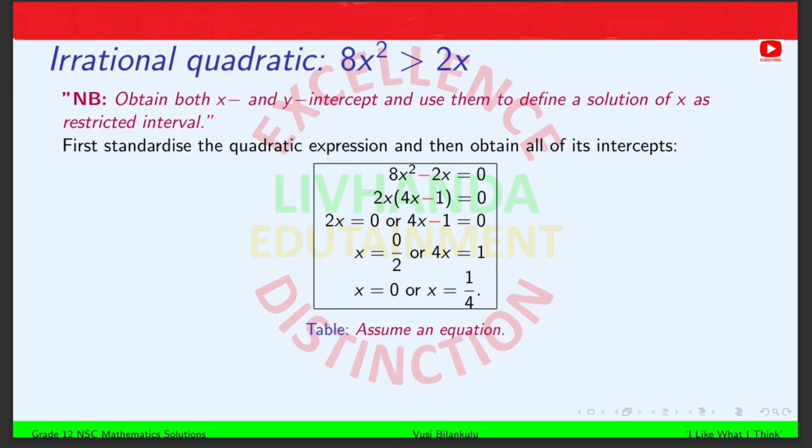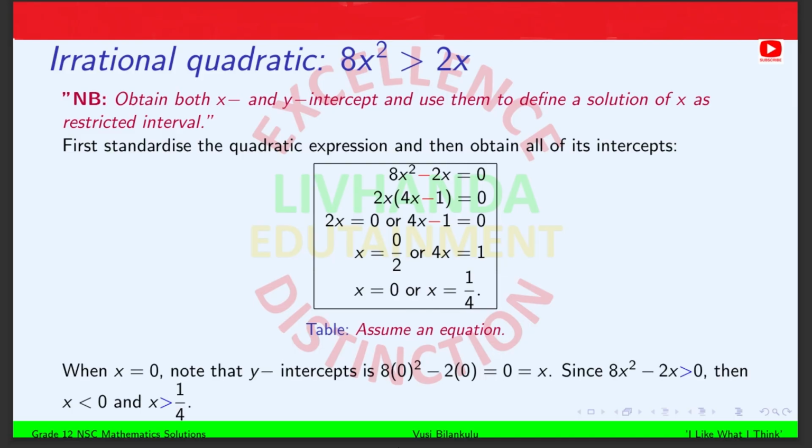Take out the common factor of 2x. Then the equation is factorized as 2x times 4x minus 1. Therefore, x equals 0 or x equals 1/4. Notice that the y-intercept occurs when x equals 0. Further note that the expression 8x squared minus 2x must be greater than 0. Always, this is defined only in the interval such that x is less than 0 or x is greater than 1/4.